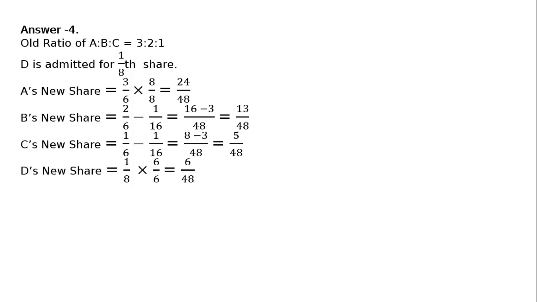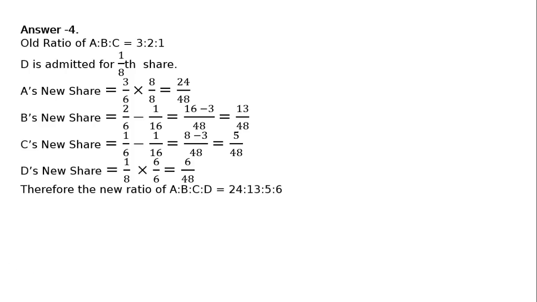D's new share, 1/8, because 1/16 from B and 1/16 from C, that is 1/16 plus 1/16 is equal to 2/16 is equal to 1/8. And to make the denominator equal to 48, we have to multiply the numerator and denominator both by 6. Then we will be getting 6/48.